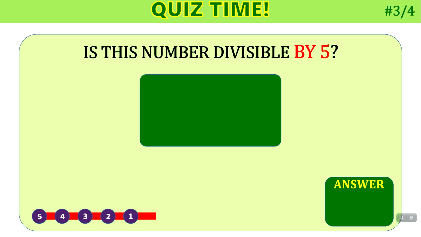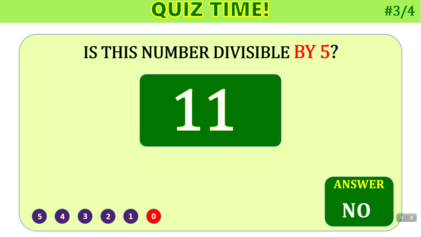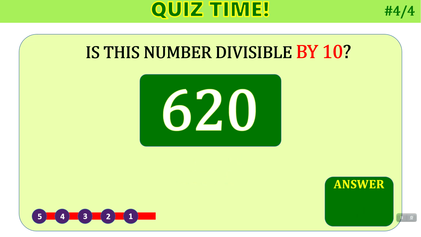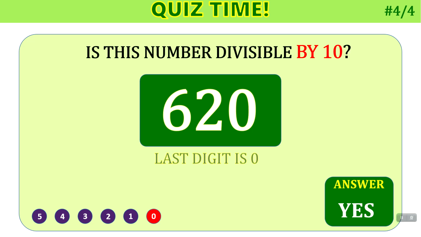Next question. Is this number divisible by 5? 11. Time's up. No, 11 is not divisible by 5. Numbers are only divisible by 5 if they end with 5 or 0. And this last digit is a 1. Last question, is this number divisible by 10? 620. Time's up. Yes, numbers are divisible by 10 if they end with 0, and this number does end with 0.